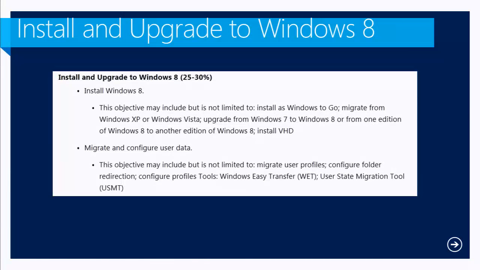So hey, upgrade, I got it. VHD, I got it. Windows To Go, wait a minute. What's Windows To Go? It's basically, you fly around with a little USB, plug it in, and there's your Windows To Go. Okay. So you try to concentrate on those. Migrate and configure user data. And this is going to be not that much different.